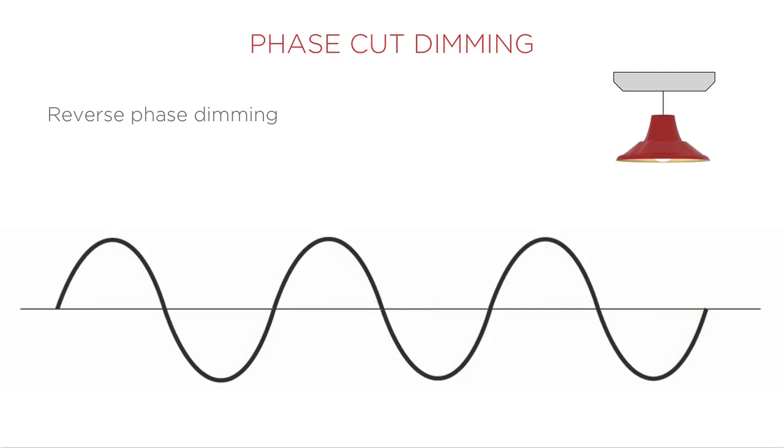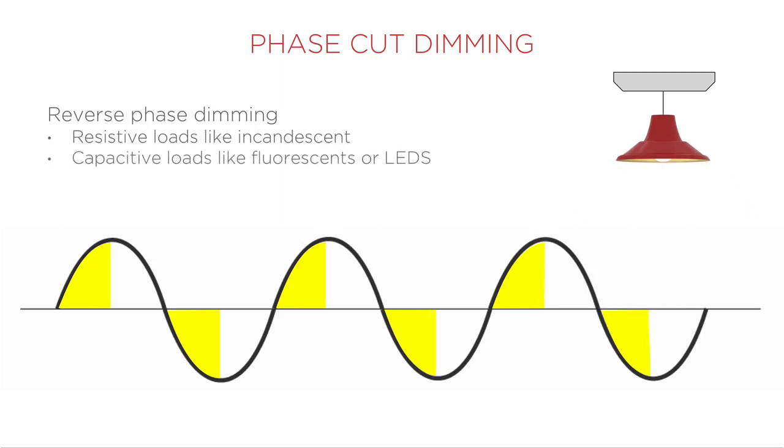Reverse phase dimming is the opposite. Again, with an example at 50% dimmed, the load receives power immediately at the zero cross and loses power halfway through each cycle. Reverse phase dimming is compatible with resistive and capacitive loads.